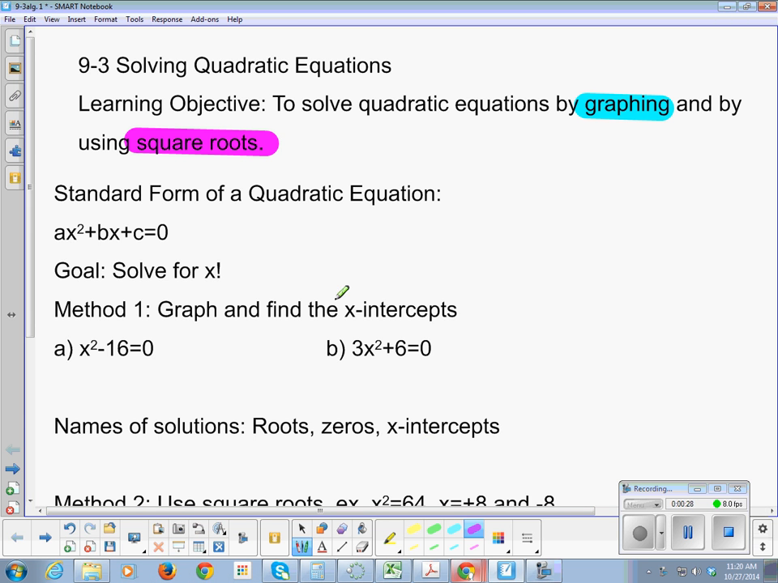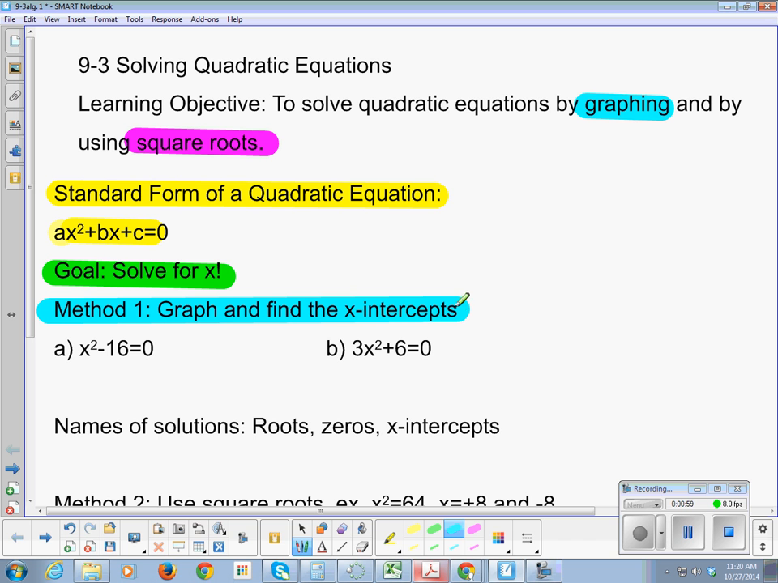All right, so just to remind you, the standard form of a quadratic equation is a little bit different. Last time we had y equals, or f of x equals. This time we have our ax squared plus bx plus c equals 0. And our goal here is to solve for x. So our first method, by graphing, is to graph and find the x-intercepts. And I'm going to use a graphing calculator to help me with this today.